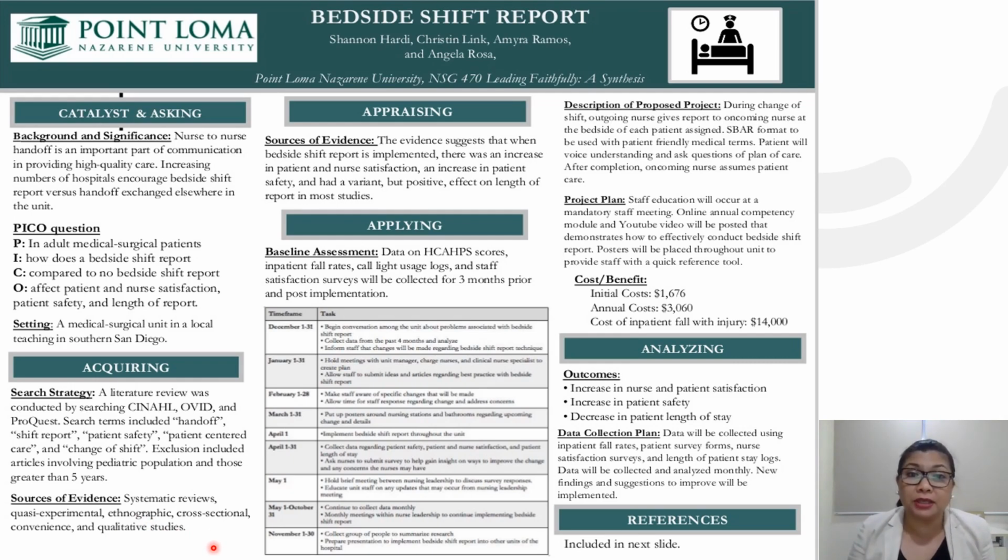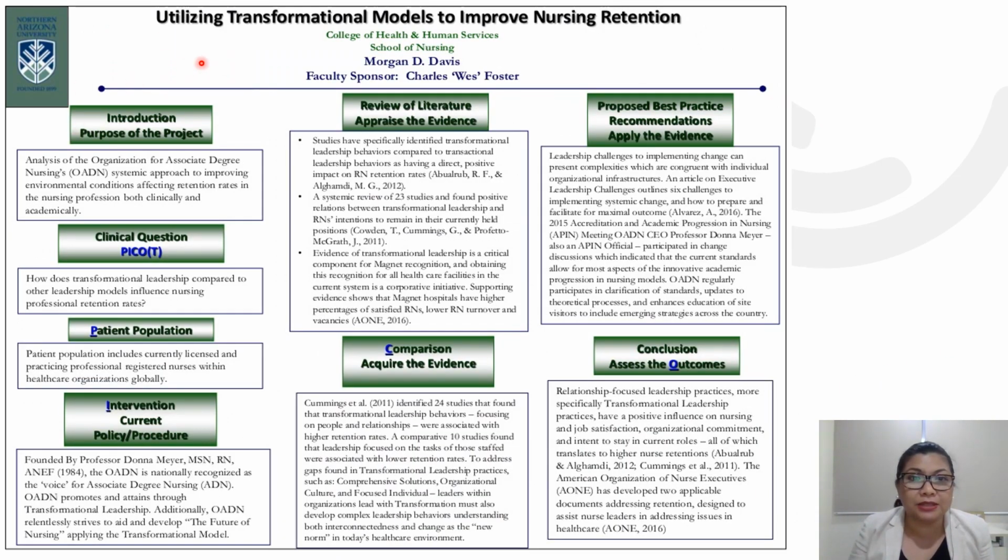This is really good. Okay, and then this is how they appraised and looked at the evidence, the quality of the evidence, what they applied, and you can see that they have a timeline of their project from December to maybe a year's time to get this project done. And then they have the description, the project, and the cost and benefit analysis, and the outcomes are all here. So that's an example. This one is utilizing transformational models to improve nurse retention.